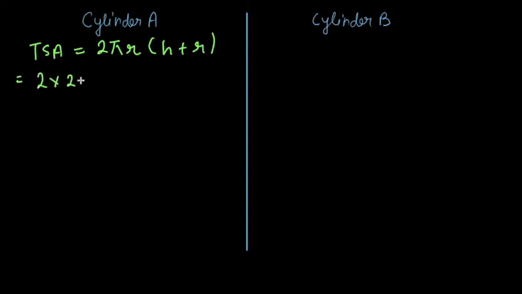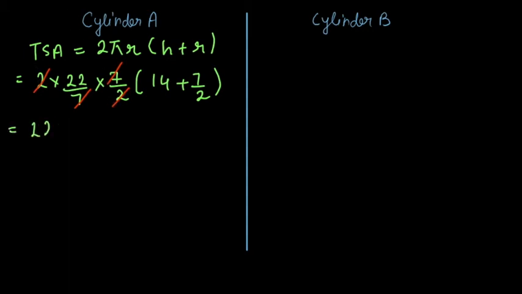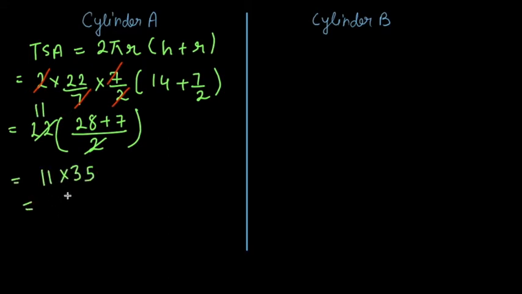So 2 into 22 by 7. R we have calculated in first case as 7 upon 2. H plus r means 14 plus 7 by 2. Let's see how we can solve it. This 7 and 7 I can cancel. This 2 and 2 is also cancelled because it is all in multiplication. And this becomes 22. If I take LCM here, this is 28 plus 7. This is again cancelled, right? 11 into 35 and 385 centimeters square. So this is the TSA I am getting for the first case.